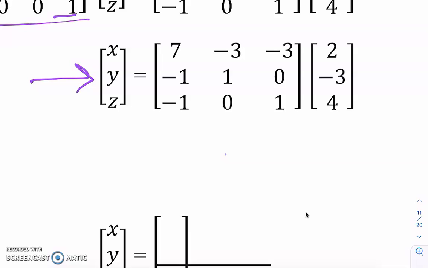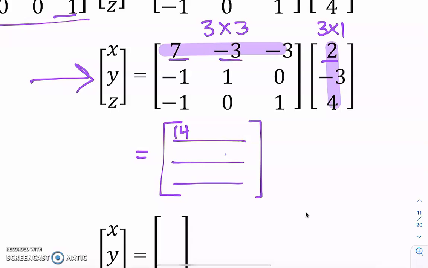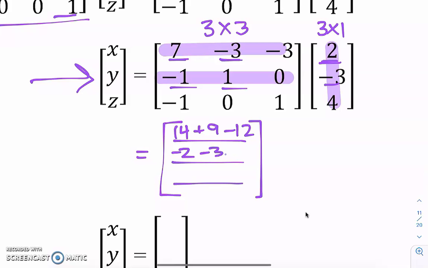Just as a refresher, the inverse is a 3 by 3 matrix. This guy is a 3 by 1, so your new matrix should be a 3 by 1. I'm just going to write big spaces here so I have room to work. Remember, row times column. So 7 times 2 is 14. -3 times -3 is 9. -3 times 4 is -12. Then your next row: -1 times 2 is -2, 1 times -3, 0 times 4. And your last row: -1 times 2, 0 times -3, 1 times 4.